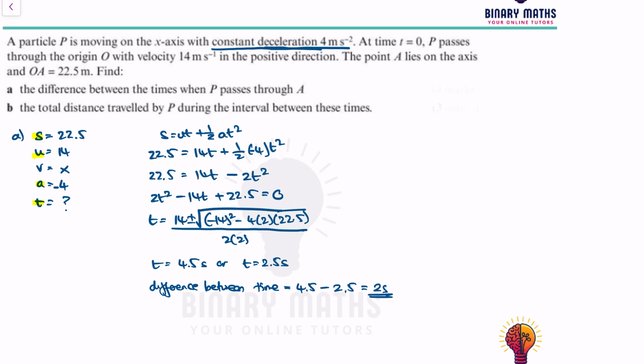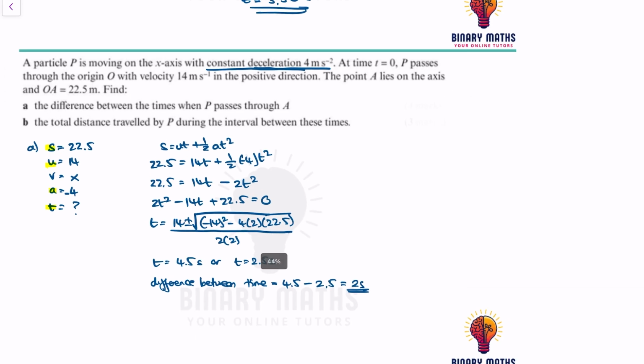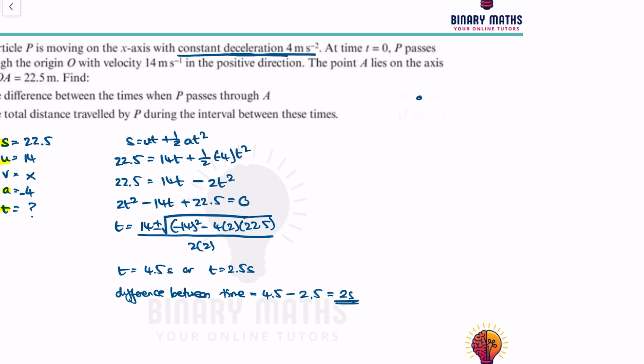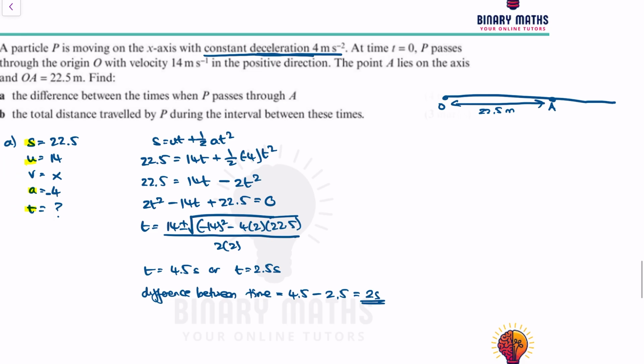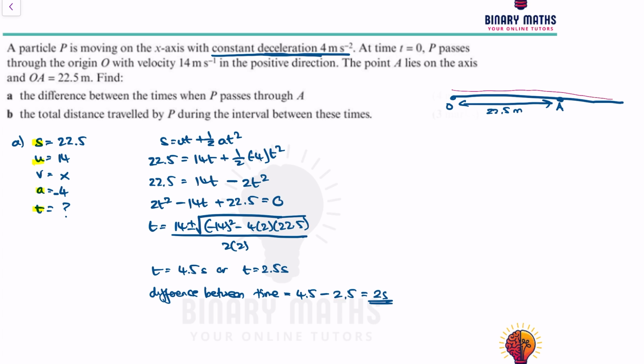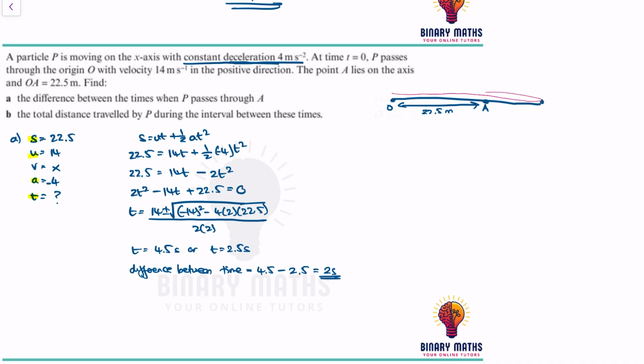Okay, part B. The total distance traveled by P during the interval between these times. So what we do know is we have O to A, which is 22.5 meters. So what we need to do is we need to find the point. So particle P will go like this and then come back. So we need to find how much distance it travels to get to the point where velocity is equal to 0. So at this point, when it turns around, velocity is equal to 0.